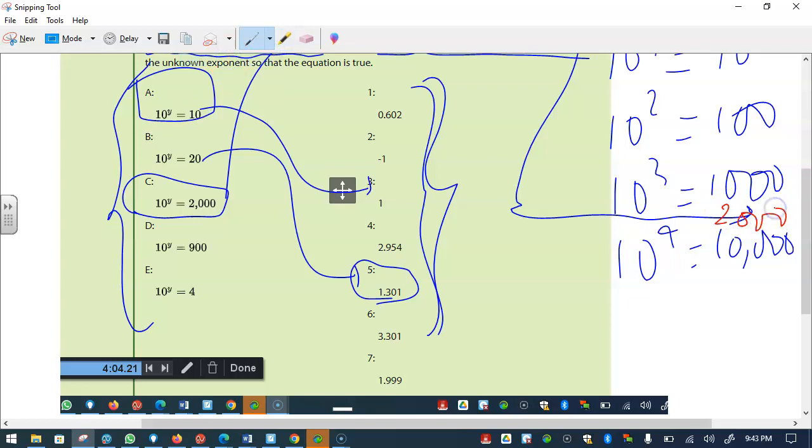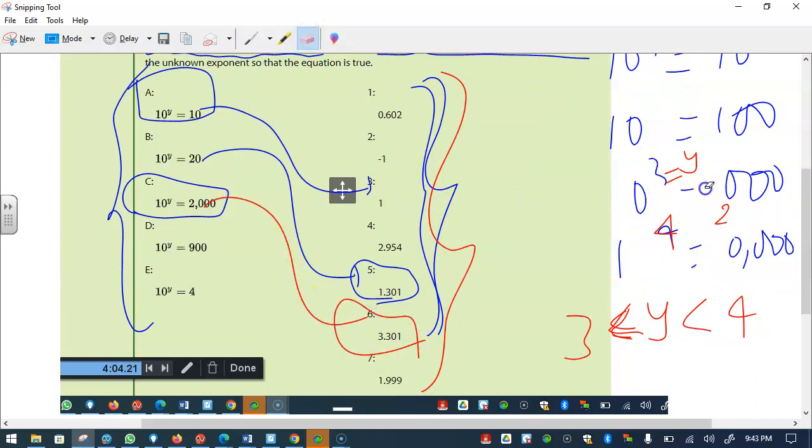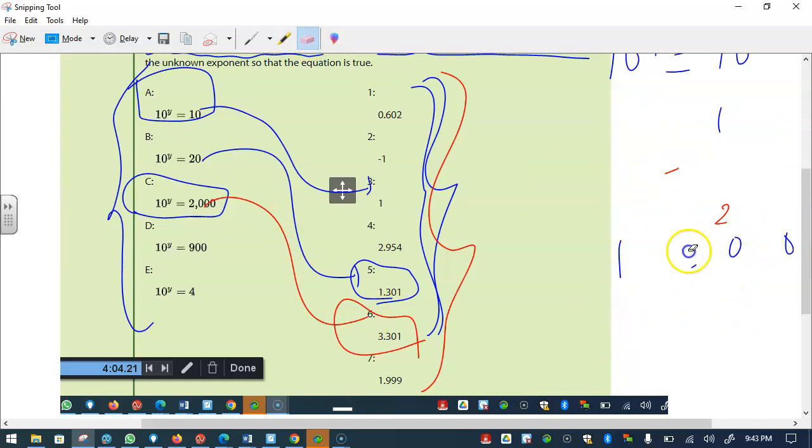2000. So that means the y that we are using, this is y, is between 3 and 4. So you look up here for which one is 3 and 4, and you can see this one. So this goes right here. The next one is 900.